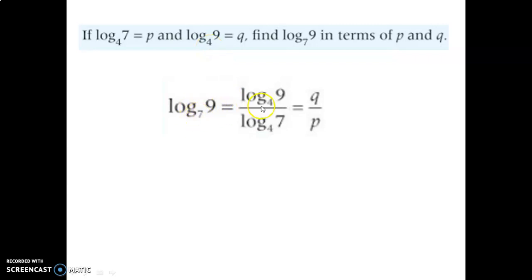So that, by change of base, becomes this with the log base 4. And then each of those we know is given here, q and p. So we write it like that. So change of base helped us put it in a form where we can match what we're given here and then replace with the variables.